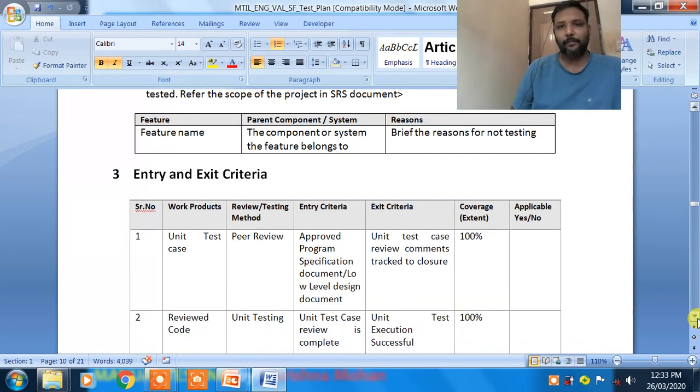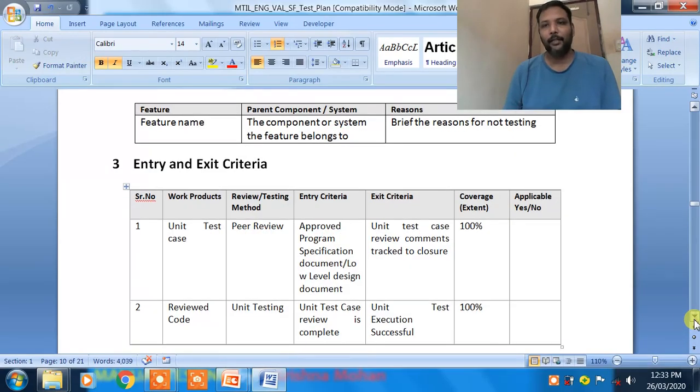Even though the entry and exit criteria come from the processes, every company will have its own testing process. In that process it will be written that after completion of this stage, we have to do this. The entry and exit criteria will be mentioned over here, but they have to be taken from the processes and written in the plan document. So here it is applicable.